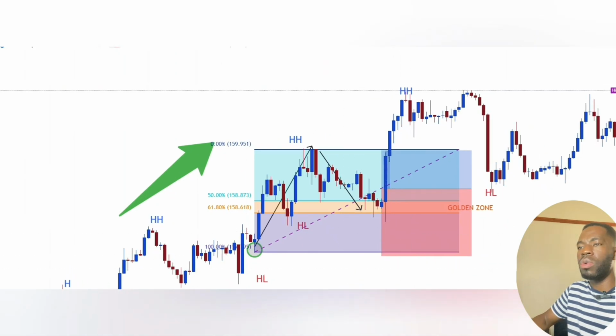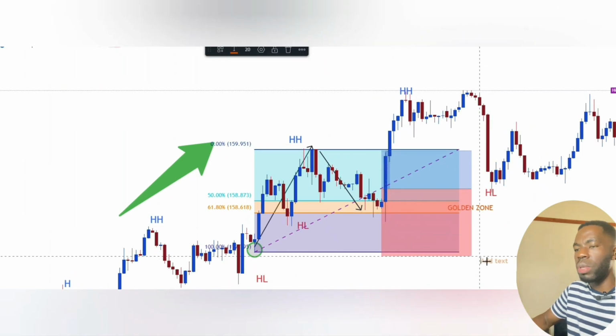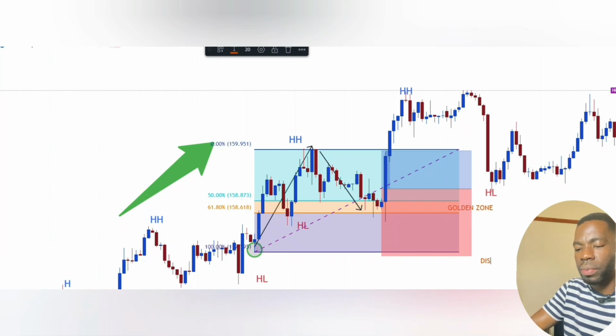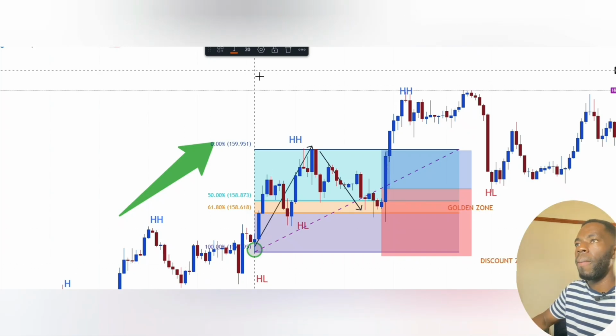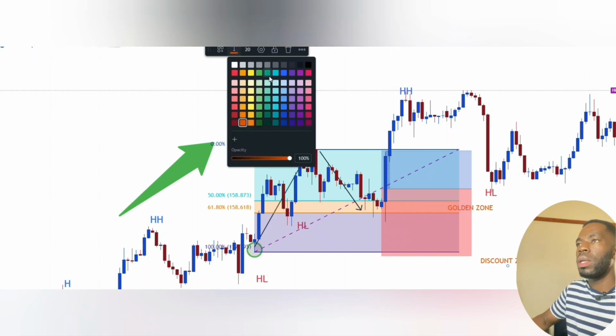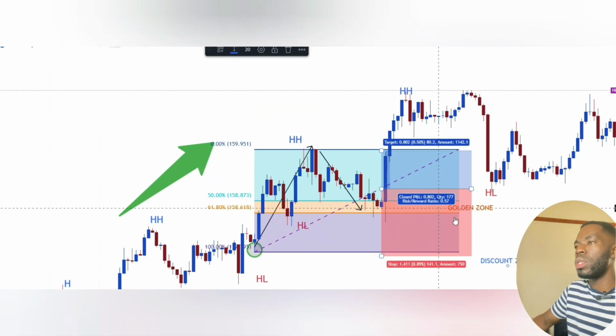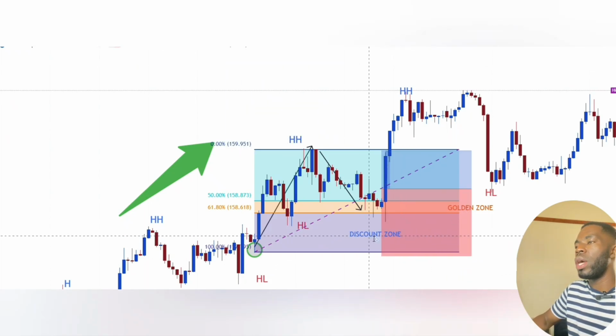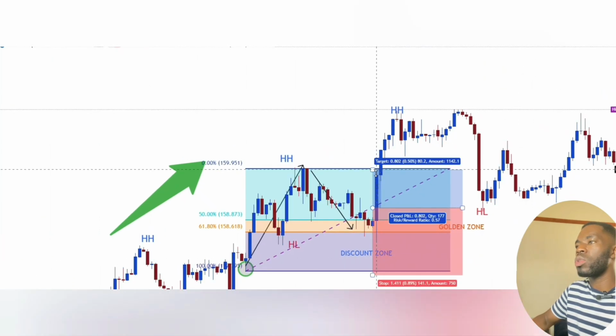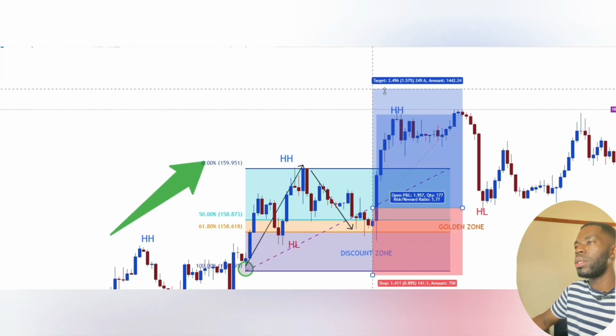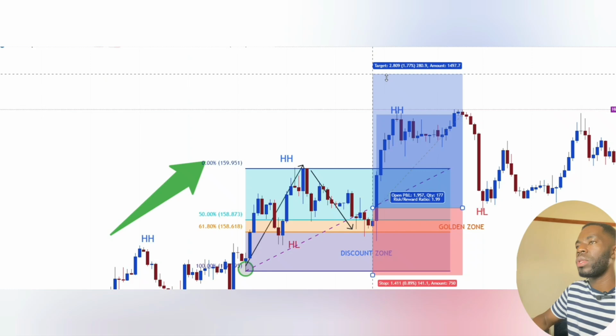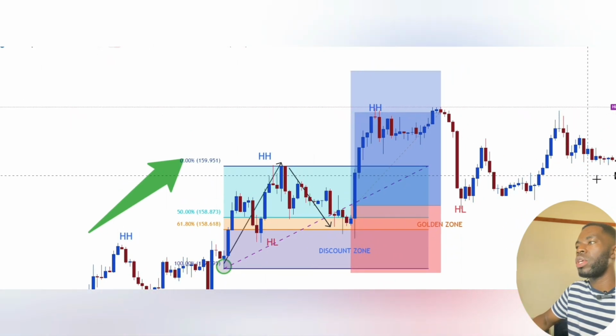This would be the discount zone here. Let's use blue. This is our discount zone. And target a 1 to 2 risk to reward ratio, something like this. That would be a 1 to 2 risk to reward ratio.